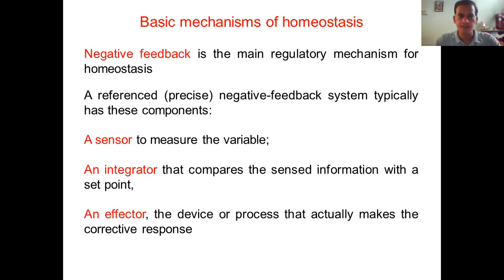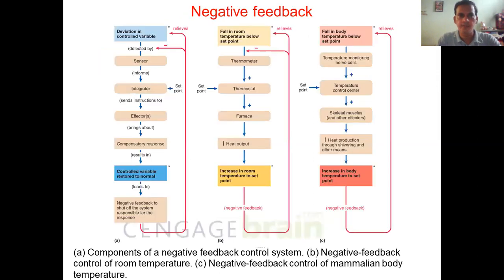Then we have the effector. It is the device or process that actually makes the corrective response. So let's say, for example, if the body temperature increases, then it needs to be brought down. If it goes down, it needs to be increased. So the effector is the activity that will be done to decrease or increase the body temperature. This is a typical example of a negative feedback system.